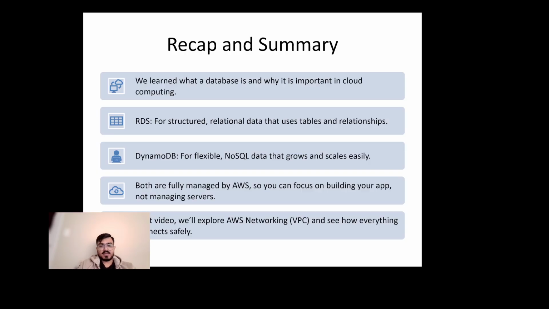So let's see some recap and summary. Let's quickly recap everything we learned today. A database is a place to store and organize data. RDS stores data in tables with a clear structure and relationships. DynamoDB stores flexible key value data that grows automatically, and both are managed by AWS, so you don't have to worry about servers or backups. Together, they make it super easy to manage and store data in the cloud.